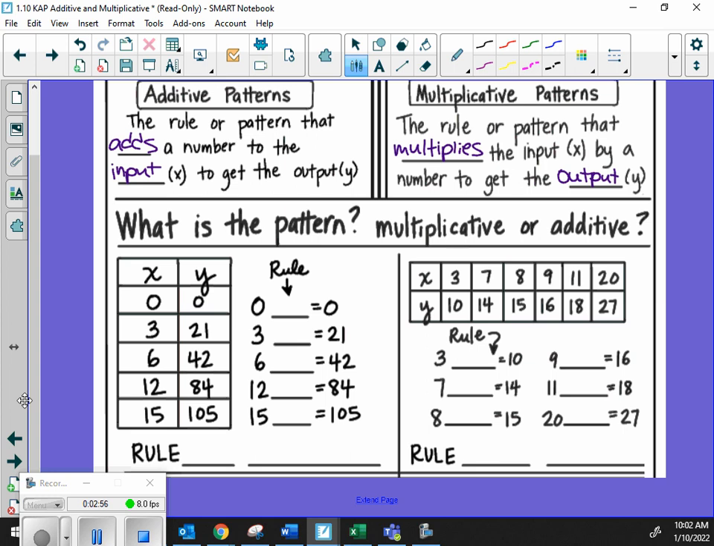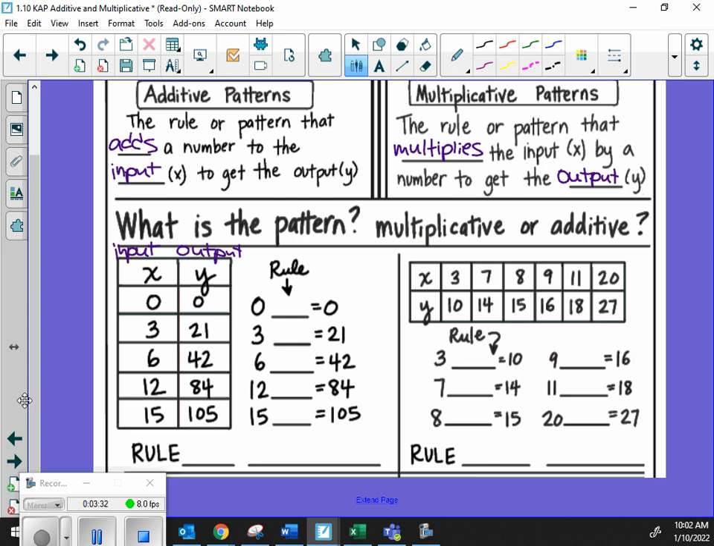Whenever you're given a table or a graph or whatever, you're looking for what's happening, what's the pattern. Okay, so again, my X is my input, my Y is my output. You're always thinking, what are they doing to X to get Y? So let's look here. If I start with 0 and I get out 0, you could say that they're adding 0 or they're multiplying. Well, it could be any number, so sometimes you can't tell on the first one, so you have to go to the next one.